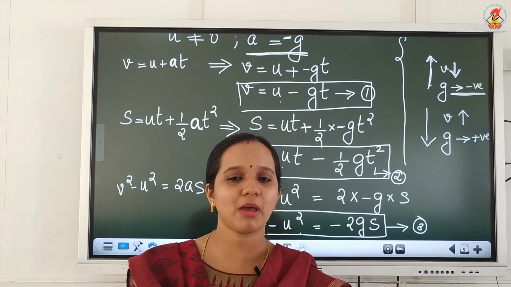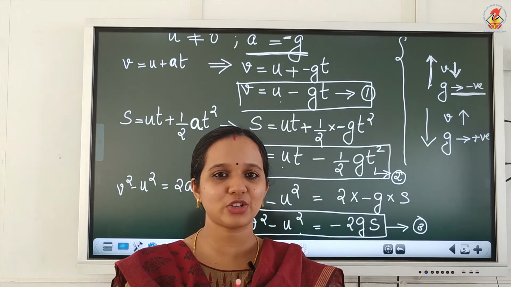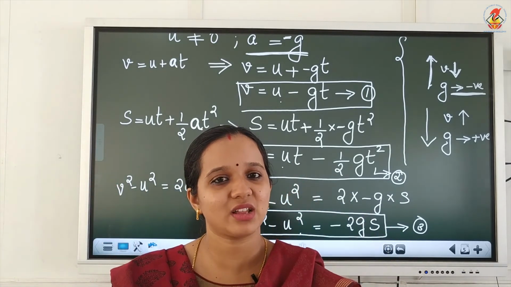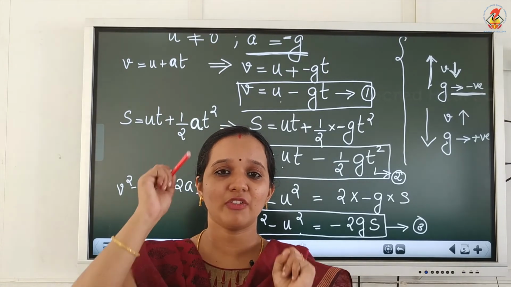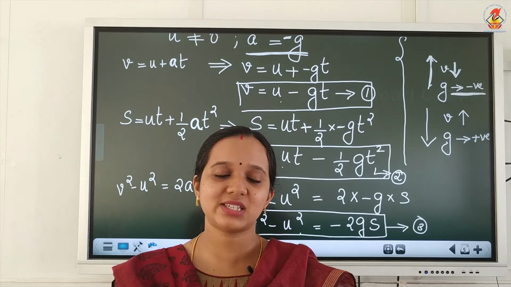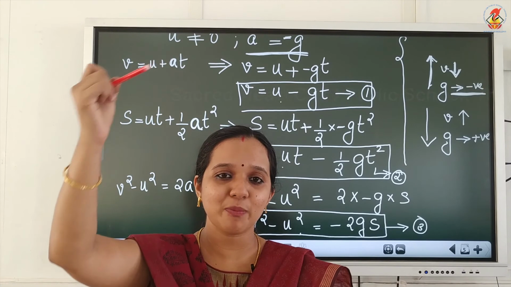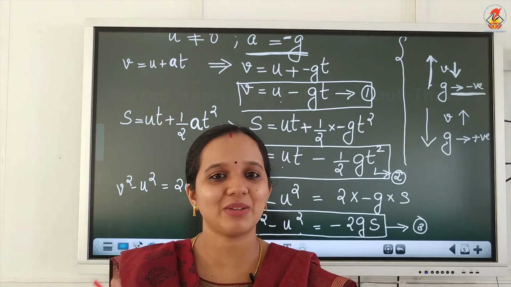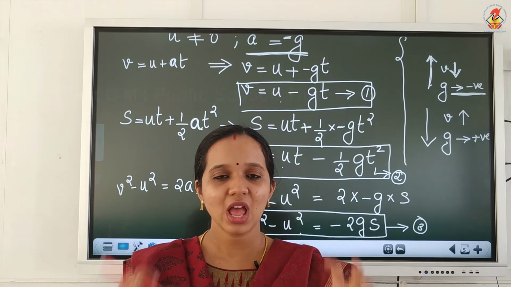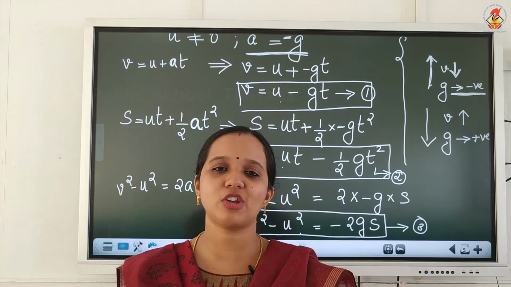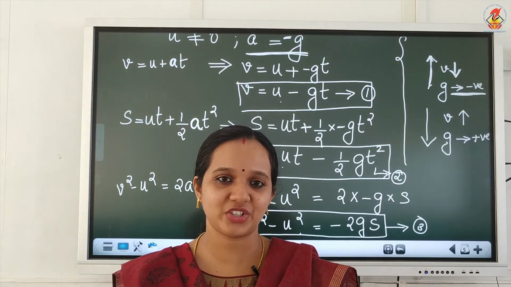So the points to be remembered: in free fall, instead of acceleration of body, just substitute acceleration due to gravity. The second point to be remembered is, if a body is moving downwards, acceleration due to gravity will be positive, and if the body is moving upwards, acceleration due to gravity will have a negative sign. These are the 2 points to be remembered, and just substitute these values in the equations of motion that you have studied in the first chapter and get the equations.